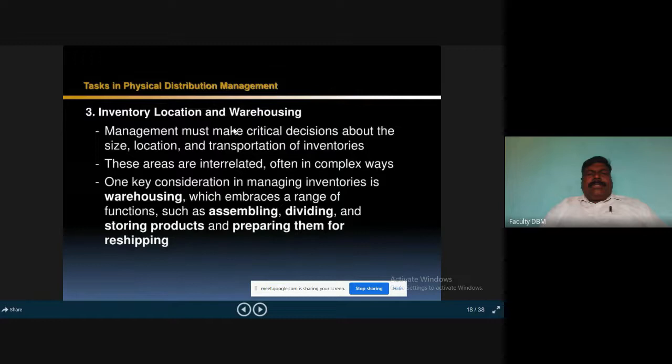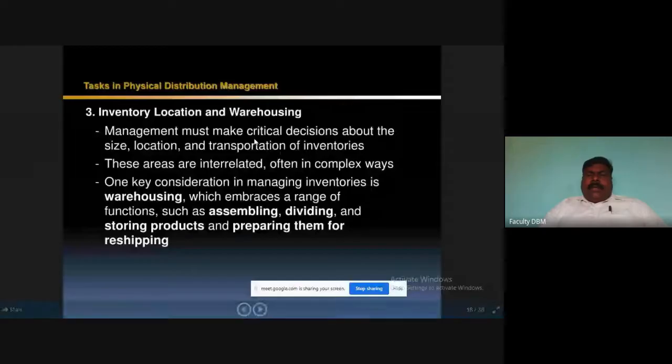Inventory. Management must make critical decisions about the size, location, and transportation of inventories. These areas are interrelated, often in complex ways. One key consideration in managing inventories is warehousing, which embraces a range of functions such as assembling, dividing, and storing products and preparing them for reshipping.